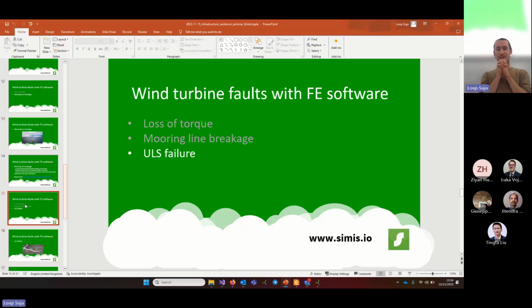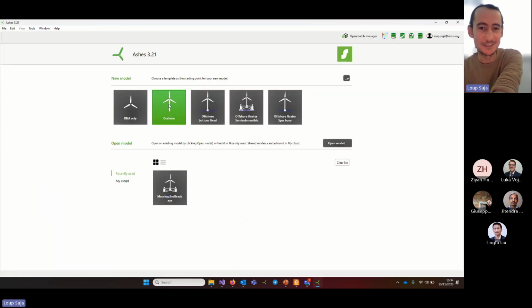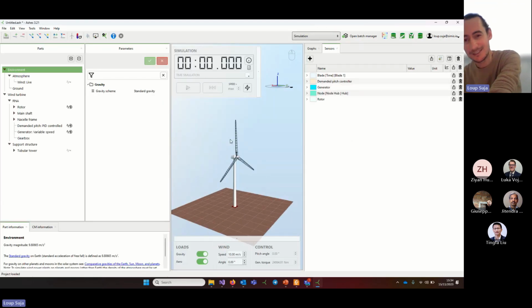Okay, ultimately mistake failure. This is one that I kind of like. I think it's kind of cool. So I'm opening this model again, okay?